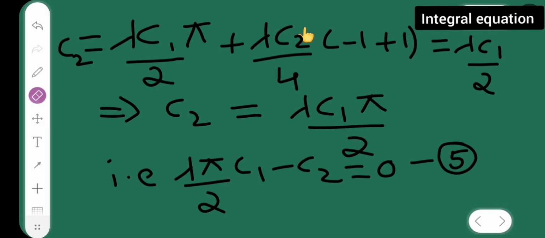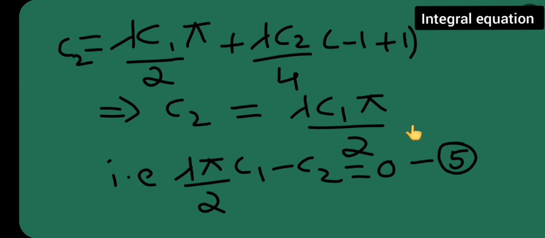And finally what I am going to get is, this implies that C2 is equal to lambda C1 pi upon 2. Now this I am going to write as lambda c1 pi upon 2, and this term I will take to the other side, so it will become minus c2 is equal to 0, and consider and take this as 5.